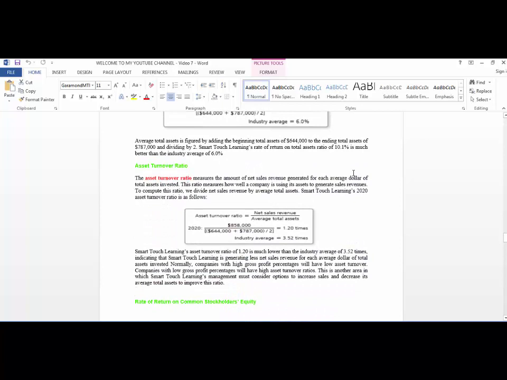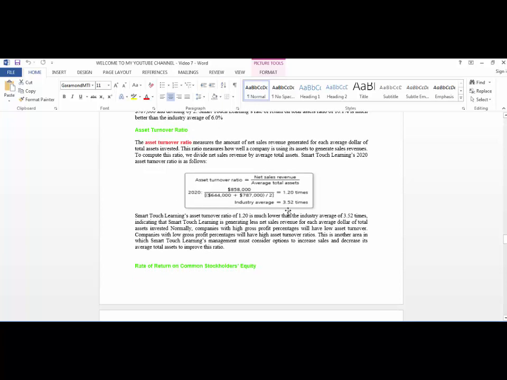Now the asset turnover ratio measures the amount of net sales revenue from each average dollar of total assets invested. What does this ratio measure? It measures how well a company uses assets to generate sales revenue. The concept is simple: how many assets are we using to generate sales revenue. The asset turnover ratio is equal to net sales revenue divided by average total assets. Net sales revenue is 858,000, from the income statement, and with average total assets included here, that gives 1.20 times.